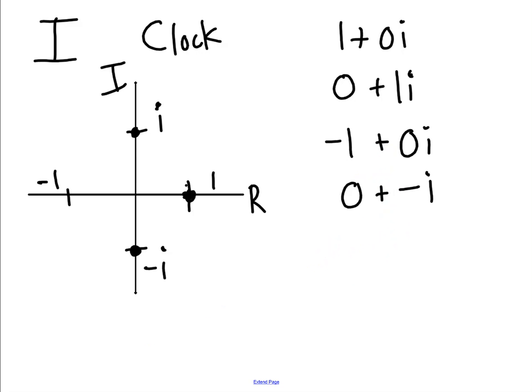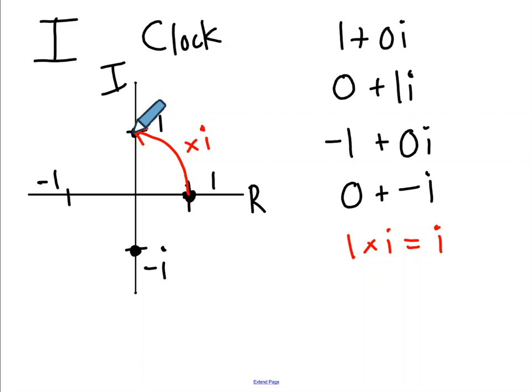So now what we're going to do is see if we can define another operation, or one way to get from this first point here on the real axis to this point up here. Now, how do I get from here to here? Well, I could multiply by I. So 1 times I equals I. Seems okay.